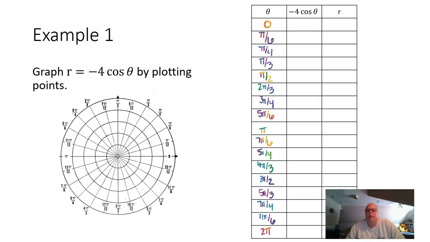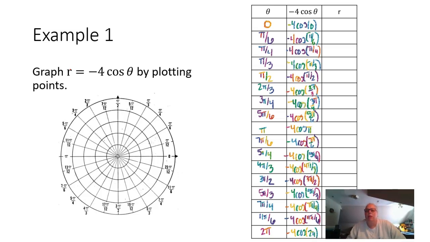Notice in the first column, all I did was write down all of the angles in radians from the unit circle. In my middle column, this is what I'm going to put in the calculator: -4 times the cosine of 0, then -4 times the cosine of pi over 6, and I'm just going to keep doing that all the way down this column. Be sure your calculator is in radians when you calculate these.